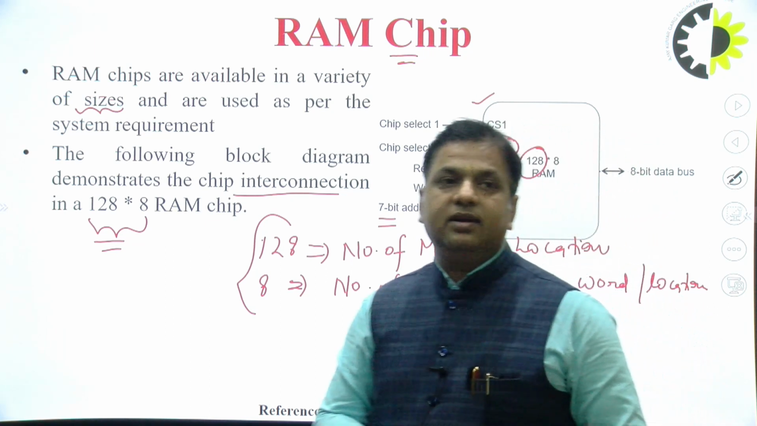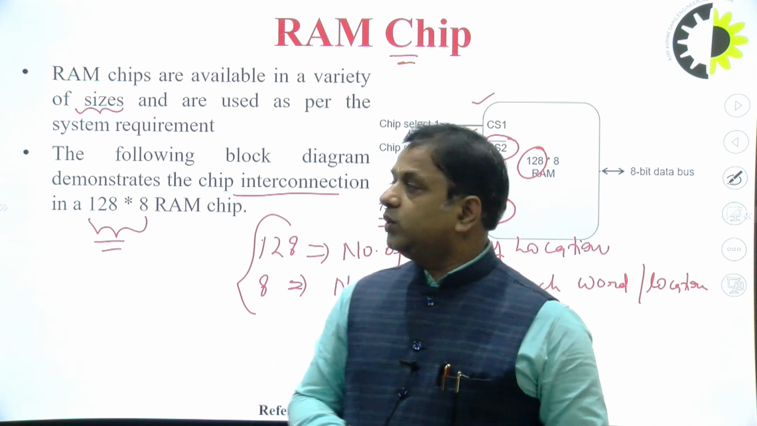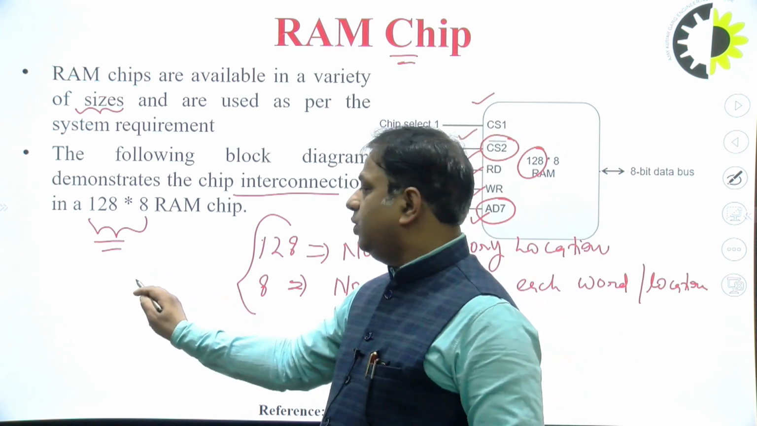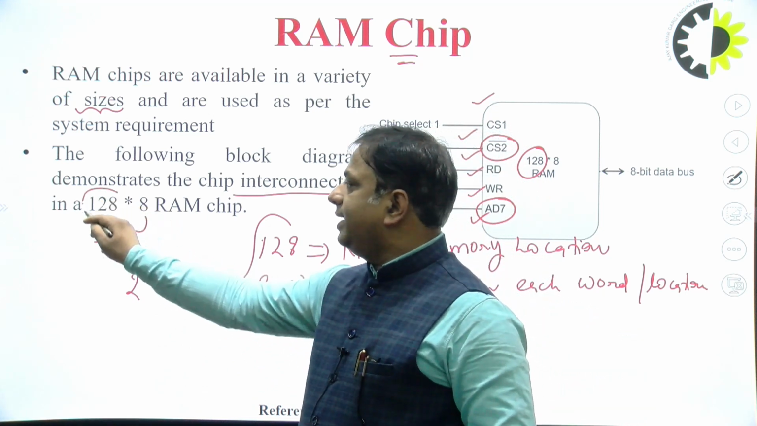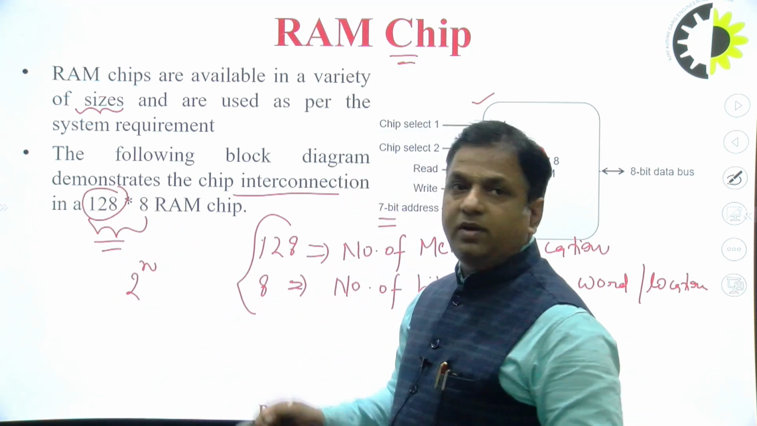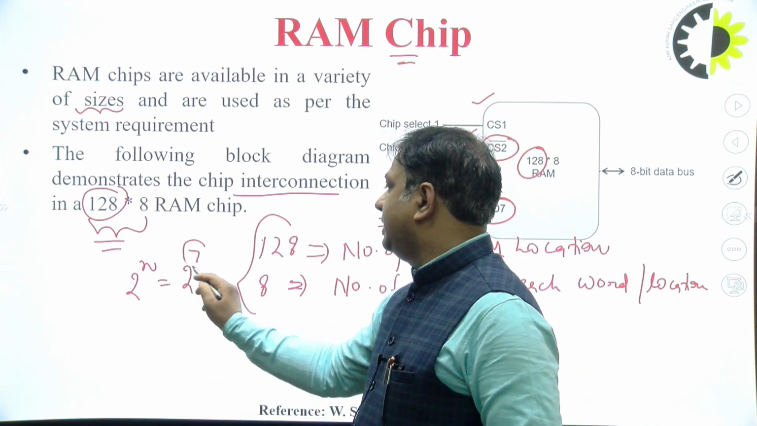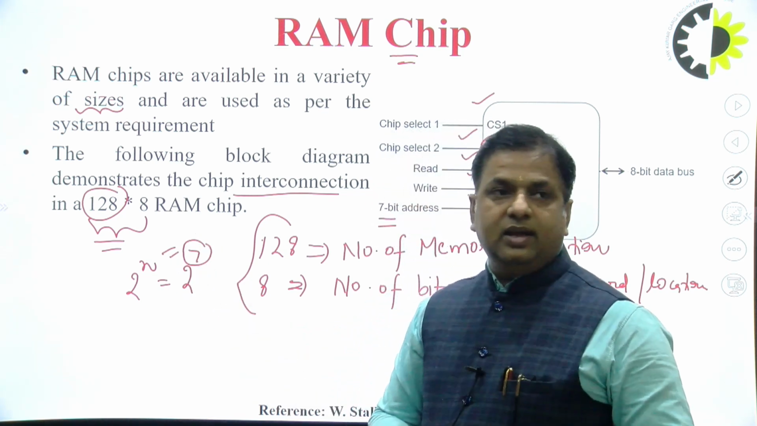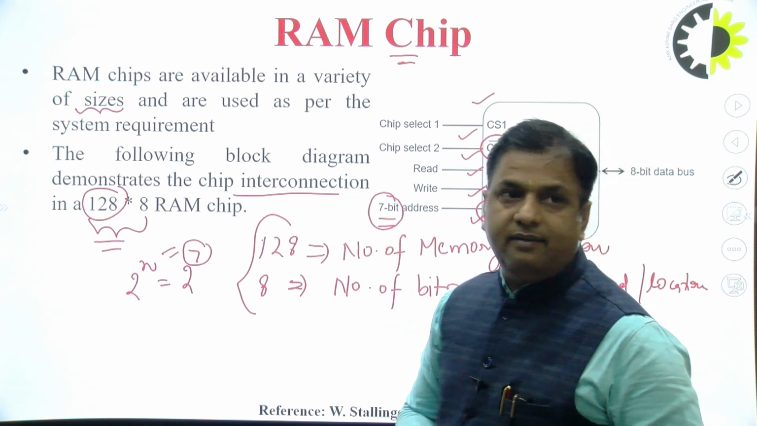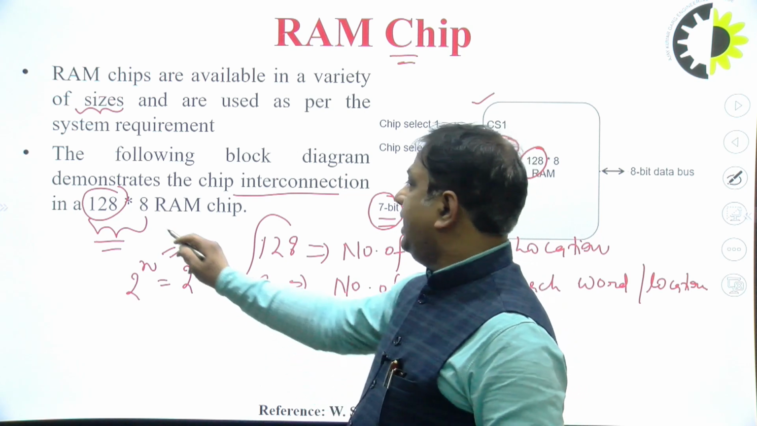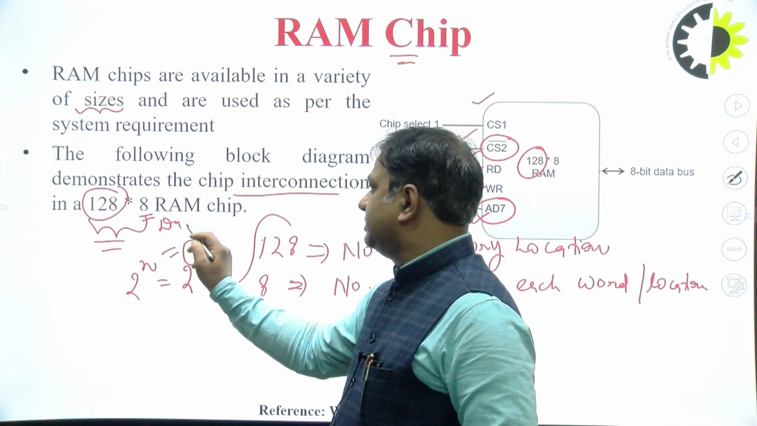An important question arises here: how many address lines are required for a memory chip? This can be easily calculated with the help of 2 raised to the power n. If there are 128 addresses, then the number of address lines required is 2 to the power 7, that means n equals 7. N equals 7 means that 7 bits are required to represent the address. Similarly, 8 represents the data lines.